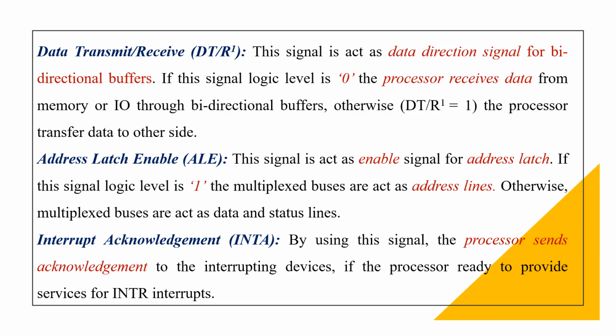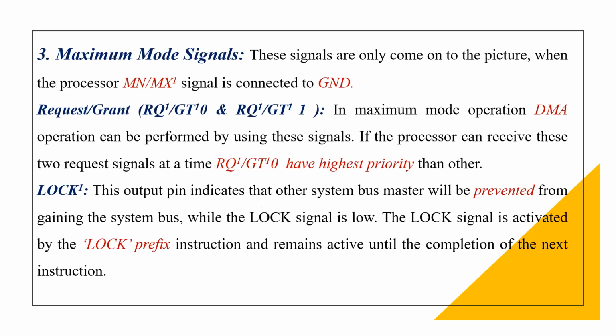Coming to the last one, that is the interrupt acknowledgement signal, INTA. By using this signal, the processor sends its acceptance information to interrupting devices, if the processor is ready to provide the services for the interrupts which it receives through the INTR signal. So this is about minimum mode signals.